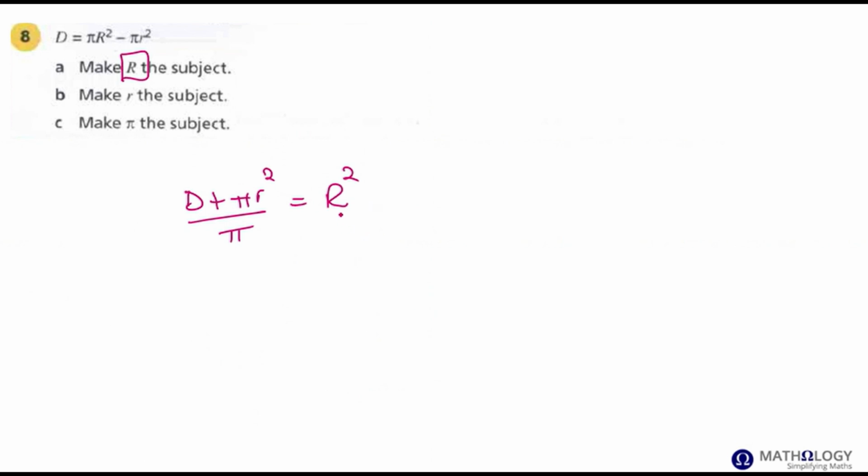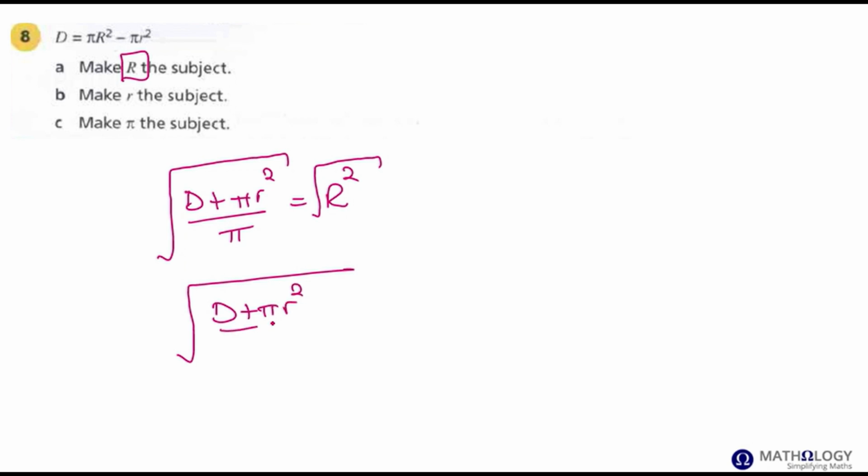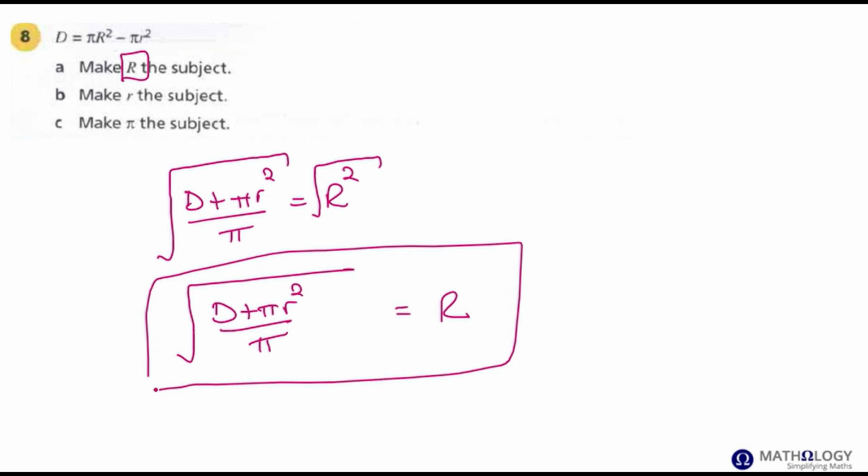Now uppercase R squared is the subject. We don't want uppercase R squared to be the subject. We want uppercase R to be the subject. So we are now going to have to square root that square term. What you do to one side, you do to the other side. So we're going to square root the left hand side as well. So the square root of (D plus pi times lowercase r squared) divided by pi equals uppercase R. Uppercase R is now the subject of the formula.